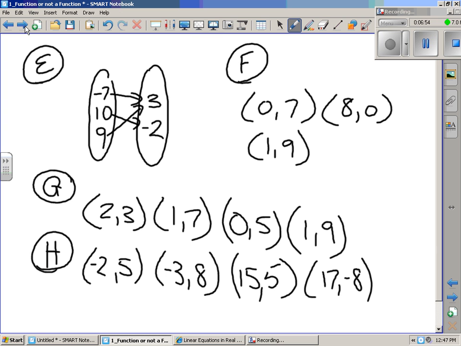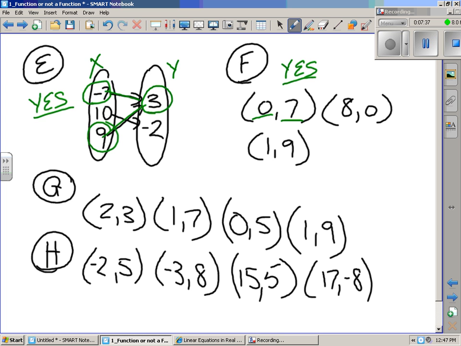And our last set of examples, in E, -7 has an output of 3, and 9 has an output of 3. You are allowed to have a copy of y, that is okay. From the 3, we have 2 lines coming from it, and that's perfectly fine. The problem is when you have 2 lines coming from the x value. So if -7 had 2 different outputs, that would be a problem. But it is not a problem to have 2 different x values that have the same y value. You're allowed to have a copy of y. So it is a function. In F, yes, this is also a function because every x value has only one y value output.